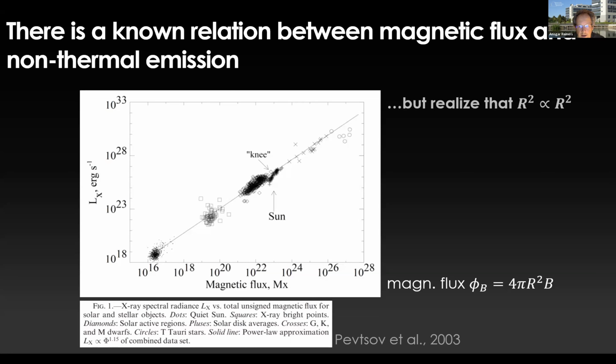One thing I want you to realize is that Lx is actually proportional to R square, right? And there's an R square in the magnetic flux, which is 4 pi R square B. And there's an R square here as well, because Lx scales with the size of the star. So one question that interests me is how much of this relation here is actually due to both being proportional to R square. So if we want to look into this, we need to look into the values B themselves.